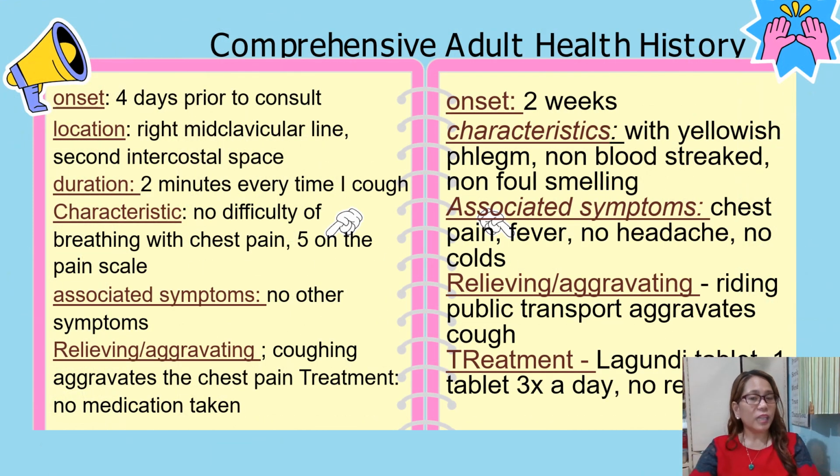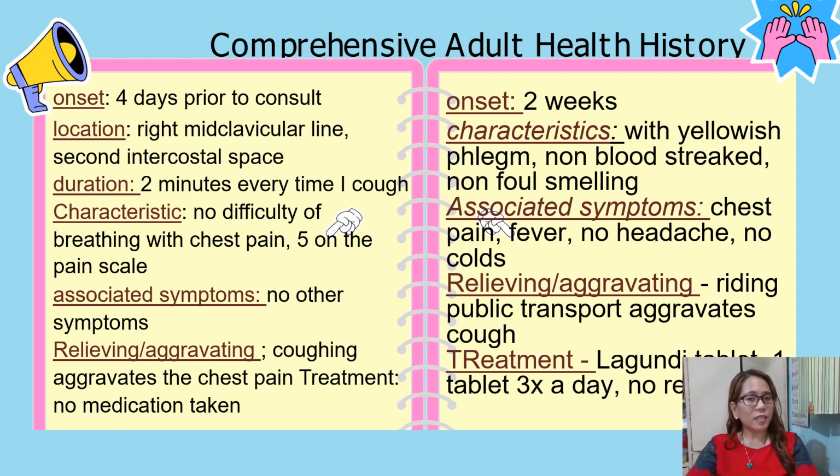So another example of your comprehensive adult health history, HPI. Okay, onset 4 days prior to consult. The location, mayroong right mid-clavicular line, second intercostal space, chest pain. No? Duration, 2 minutes every time I cough. So yun yung aggravating factor. No? Characteristics, no difficulty of breathing with chest pain. 5 on the pain scale.